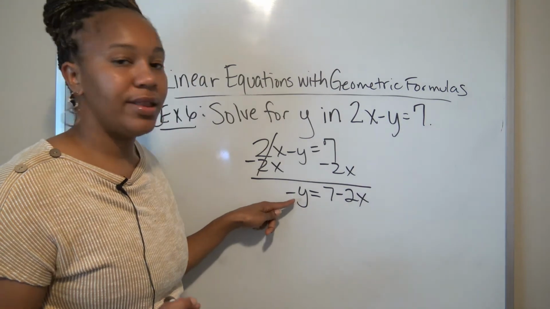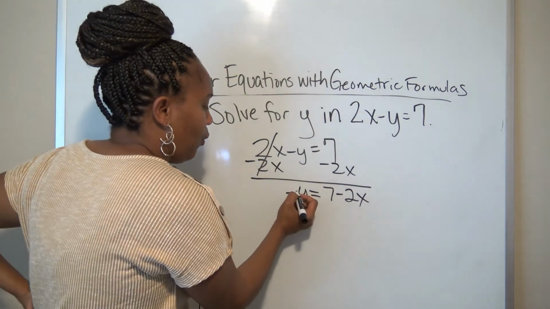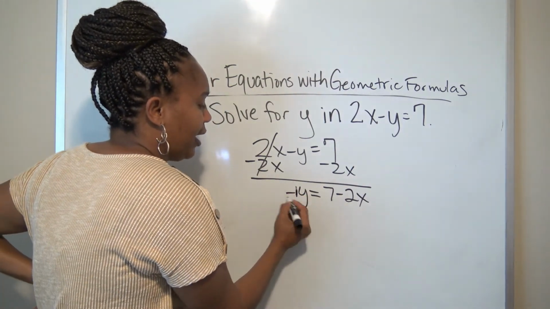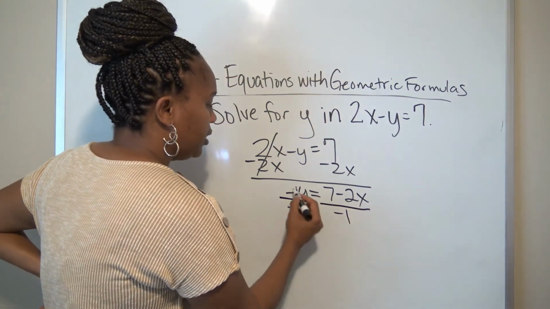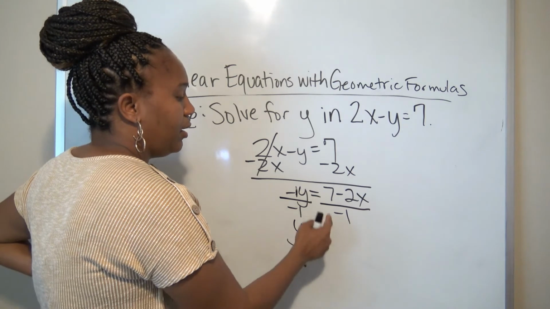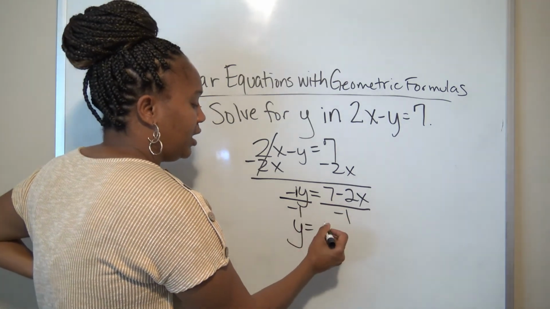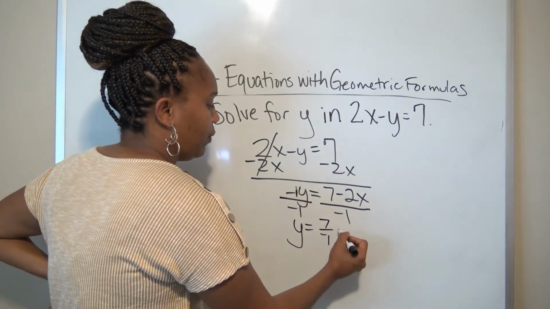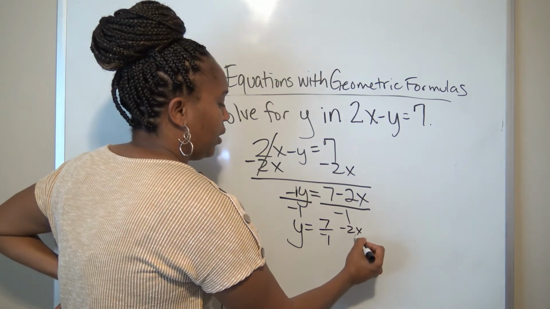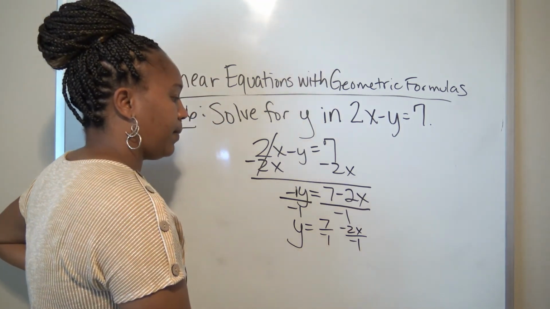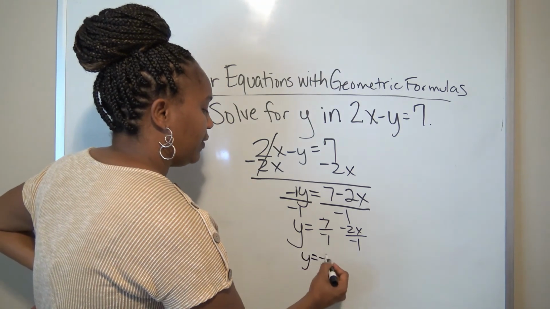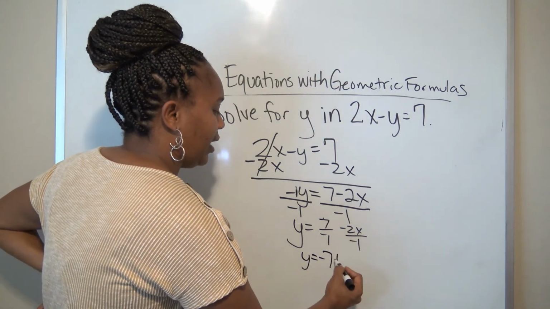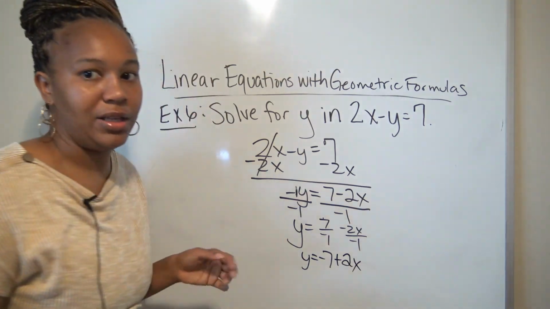Now I need to get rid of this negative. So this looks like a negative y, but that's actually a negative 1 times y. So I'm going to divide by negative 1. So that'll make this positive. But you will divide each of these by negative 1. So 7 over negative 1 and minus 2x over negative 1. So 7 divided by negative 1 is negative 7. And a negative divided by a negative is a positive. So that becomes a positive 2x.